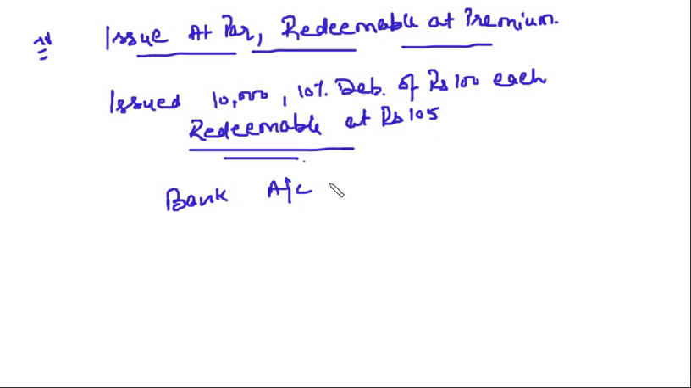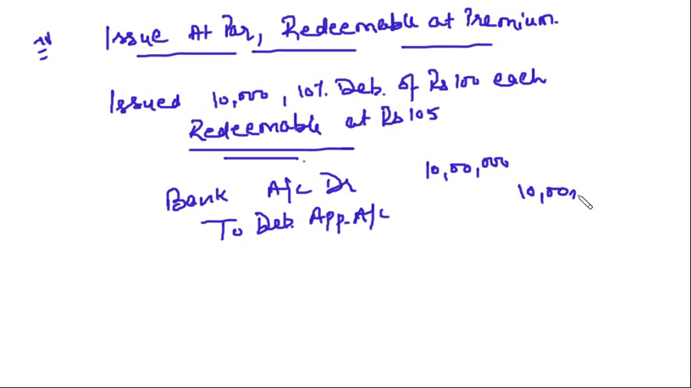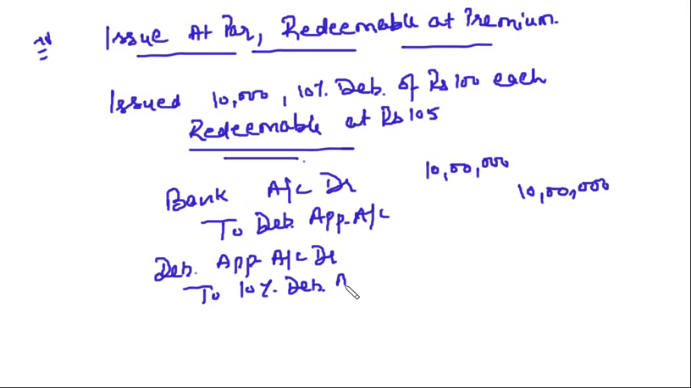Bank account debit to debenture application account. How much money you have received as application? 10 lakh at par. Then at the time of allotment, you will transfer debenture application account debit to 10% debentures account. Right? This is the entry what you pass. Right? These two entries are absolutely correct.